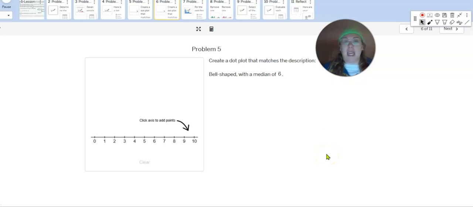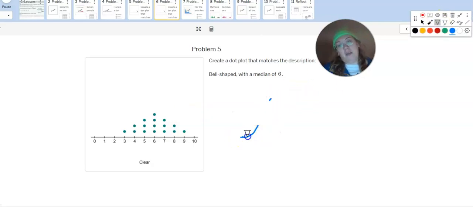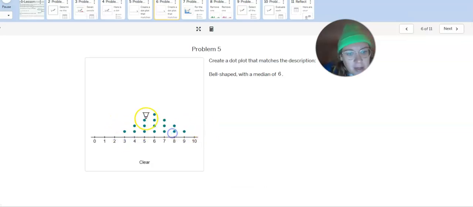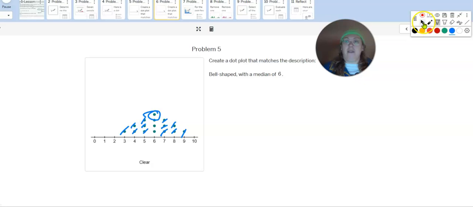This one wants us to make a dot plot that matches the description, which is bell-shaped with a median of 6. So we want our middle number to be 6, and we also want it to be a bell, something like this. This would be bell-shaped with a median of 6. Bell-shaped kind of goes up and comes down. So we see that rhythm here. And if we were to cross numbers out to get to the middle, because we have it balanced, 6 would definitely be our middle median value.